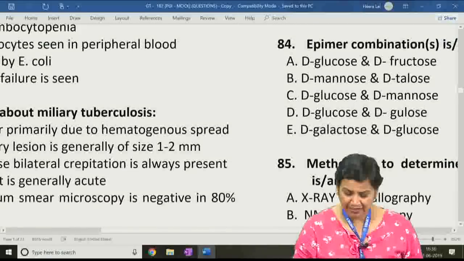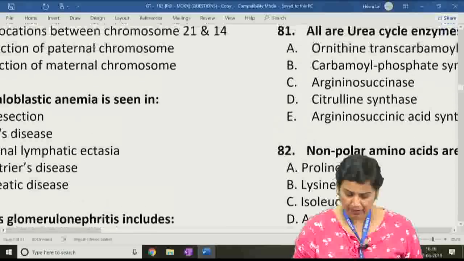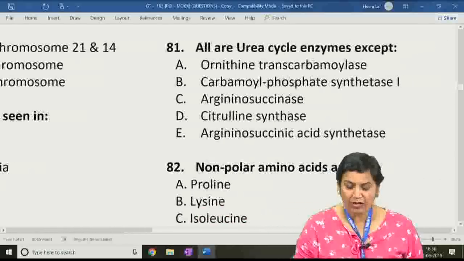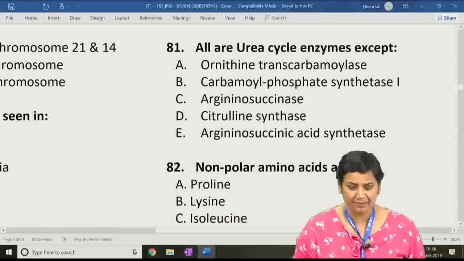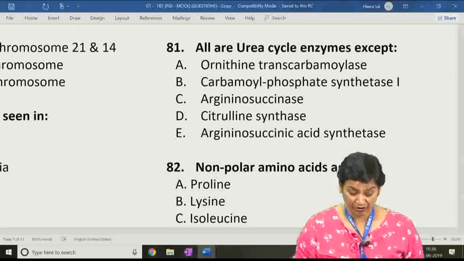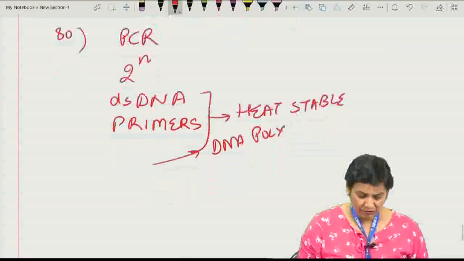Then question number 81. All are urea cycle enzymes except. Now this is again a very important question. We'll take up urea cycle.